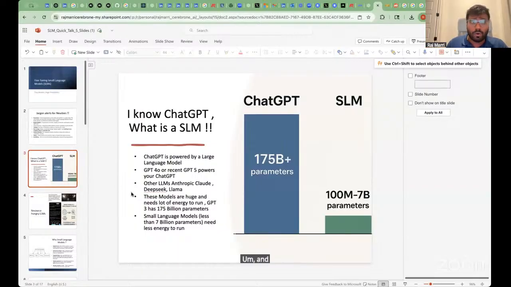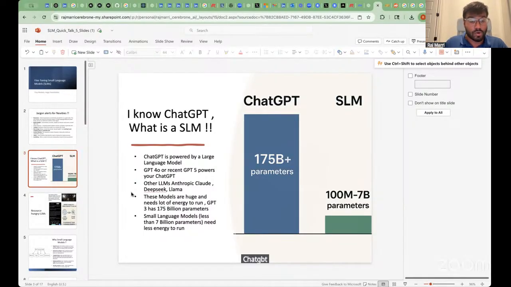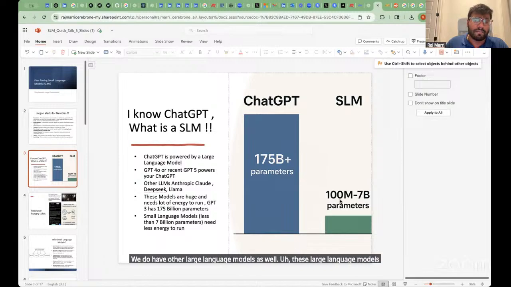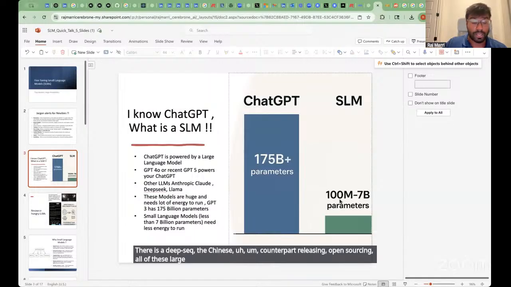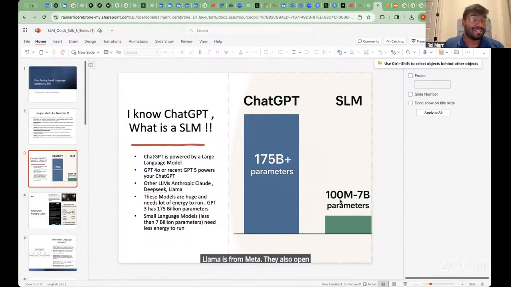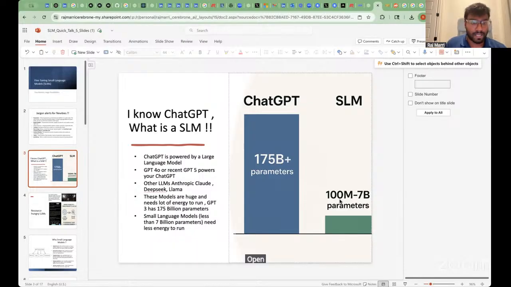And as I said, ChatGPT is powered by a large language model. GPT-4o and the recent GPT-5 all power ChatGPT. And these models from OpenAI are not the only large language models. We do have other large language models as well, from Anthropic Claude. There is DeepSeek, the Chinese counterpart, open sourcing all of these large language models. Today, I think they released DeepSeek 3, the base model. Llama is from Meta, and they also open source. The models from ChatGPT and even Anthropic are closed source, so we can't host them ourselves, but the other models from DeepSeek and Meta are open source.